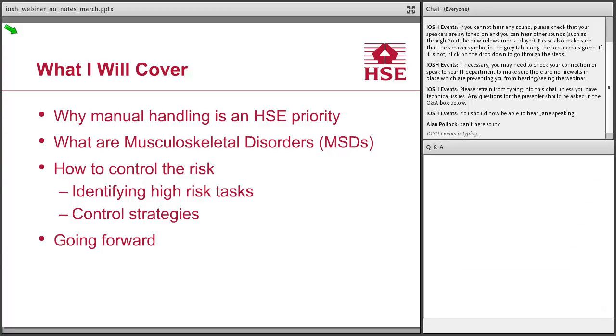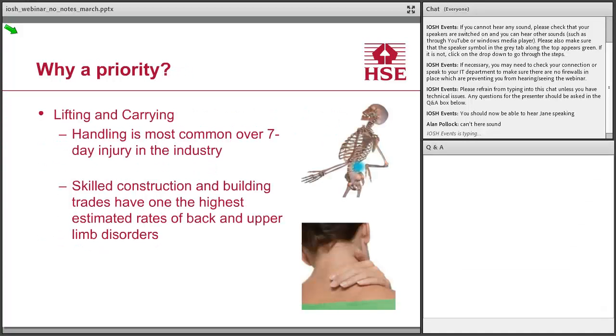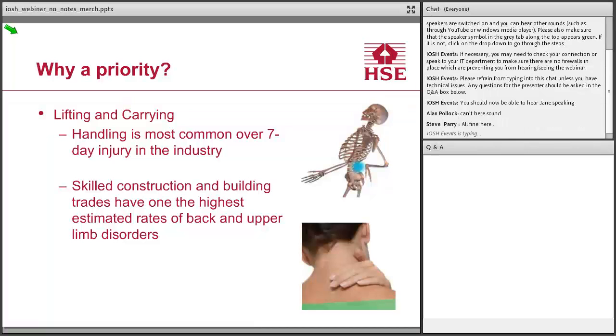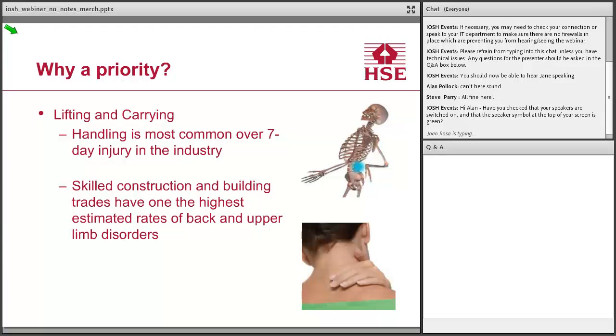So why is manual handling a priority? Handling is the most common reported over-7-day injury. Sorry, I forgot to move the slide on. And skilled construction workers have the highest estimated rates of back and upper limb disorder problems. For the estimated figures, we have to use the Labour Force Survey because they're not always caught in our statistics.